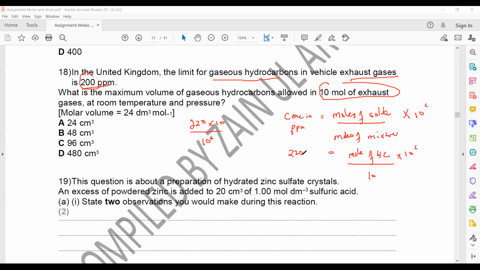220 multiplied by 10 divided by 1 million, so it is 2.2 exponent minus 3. So these are the moles of hydrocarbon. So moles of hydrocarbon we got 2.2 into 10 to the power minus 3. But we don't need moles. We need volume. So how to get the volume? Moles multiplied by 24 will give the volume, because volume of a gas in dm cube is equals to moles, 2.2 into 10 to the power minus 3 multiplied by 24. What's the answer?